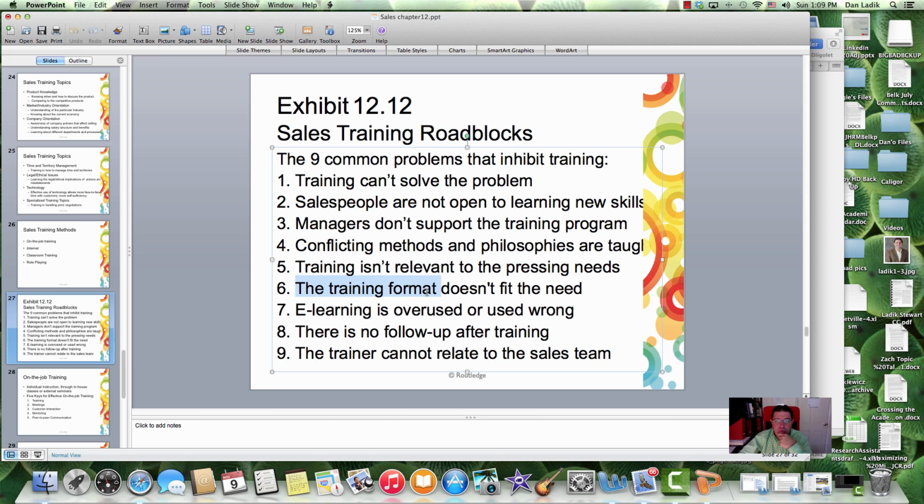Same thing with the format. If something is very, very heavy duty and it's all web-based and there's no in-person, then guess what? Not optimal. Sometimes web-based is overused, or it's used for something that should never be web-based in the first place. This is probably the biggest problem of them all: there's no follow-up. There's no evaluation post-training.